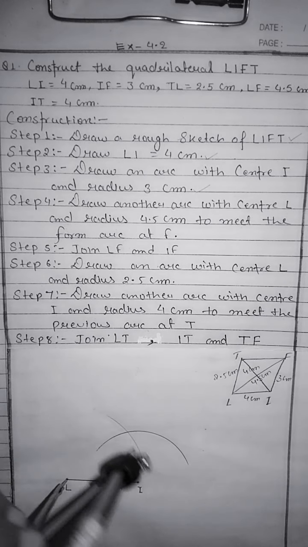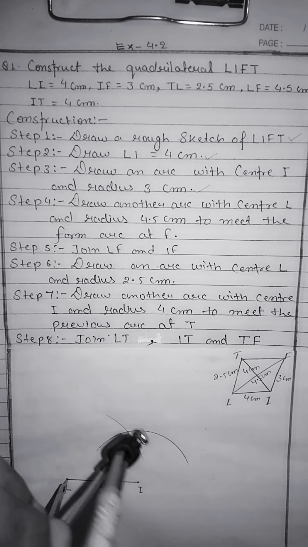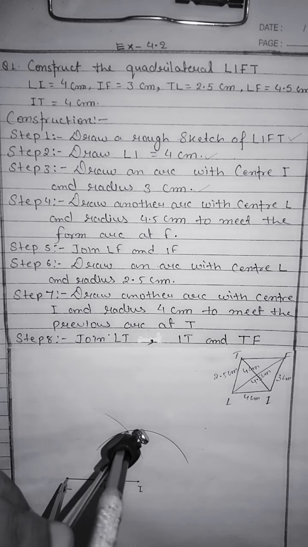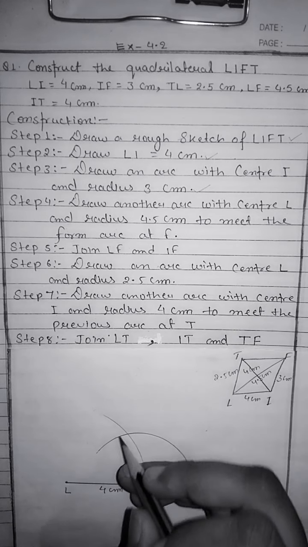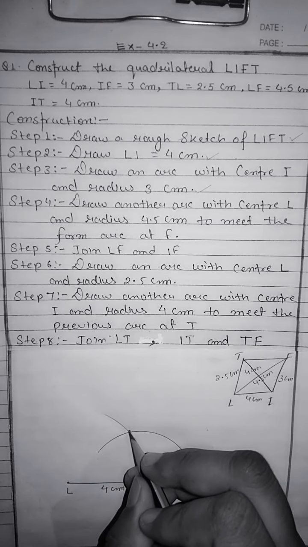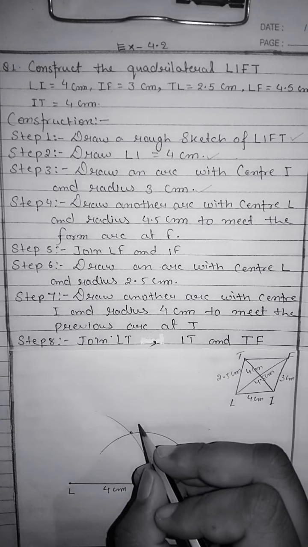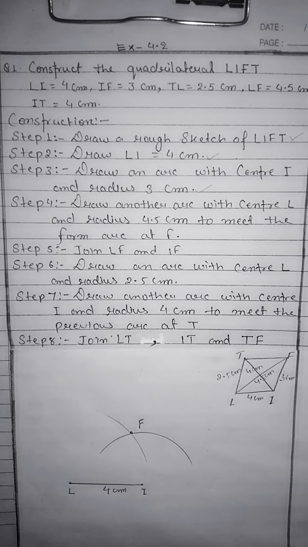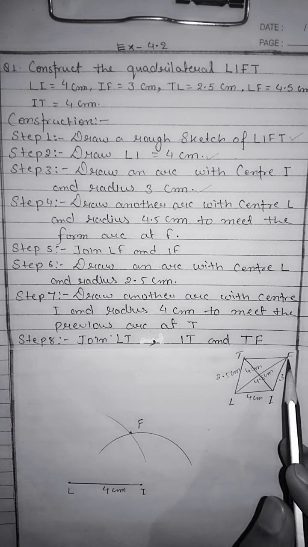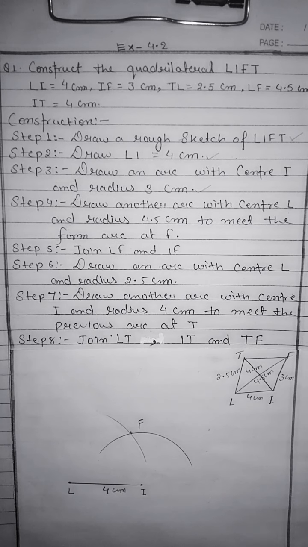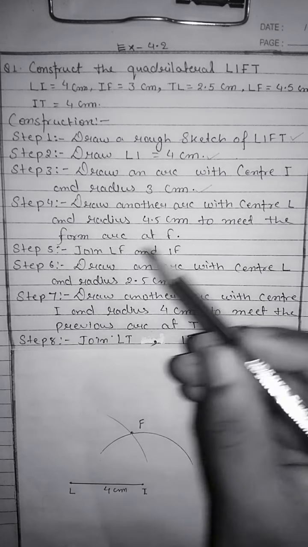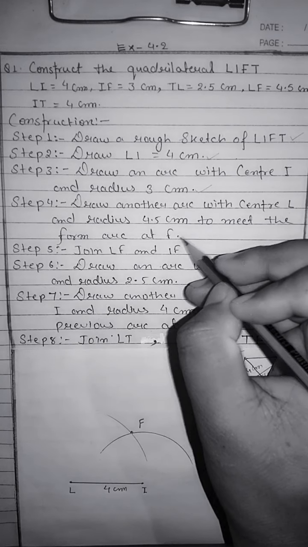So it is arc at F, means the intersection point of both arcs is F. It is F. You can assume here LIF. So F is this point. Now step number 4 is completed.